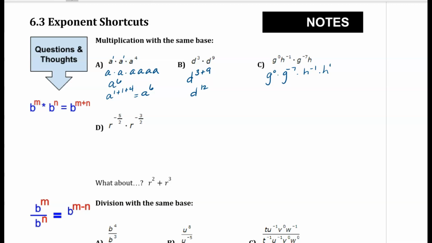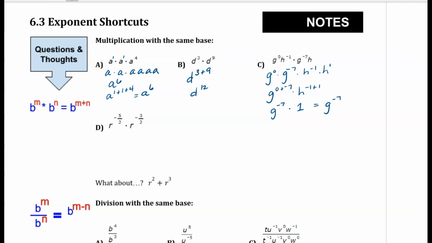So now it's easier for me to see that I have the same base and they're multiplied, and that means that I can add the exponents. So G to the 0 plus negative 7, and then H to the negative 1 plus 1. And those are still multiplied together. 0 plus negative 7 is just negative 7. So G to the negative 7 power, and then H to the negative 1 plus 1 is 0, and any number to the 0 power is just going to be 1. So I can write times 1, but to simplify that, when I multiply by 1, I just leave it off: G to the negative 7.